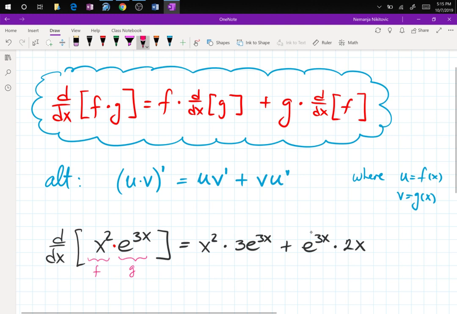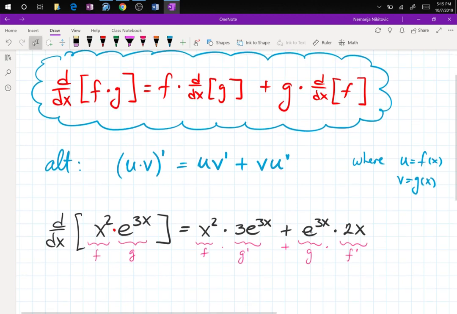So here we have f times g prime plus g times f prime. And you see that the formula is satisfied. Copy the first, derivative of the second, plus copy the second times derivative of the first.